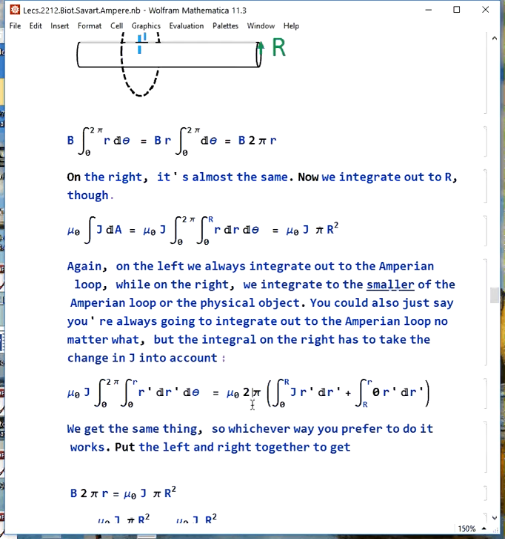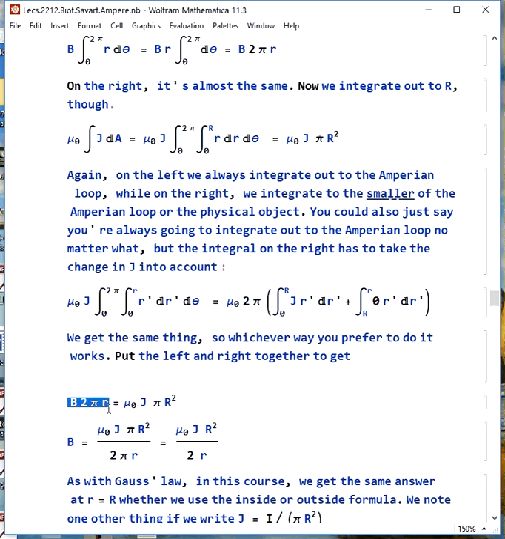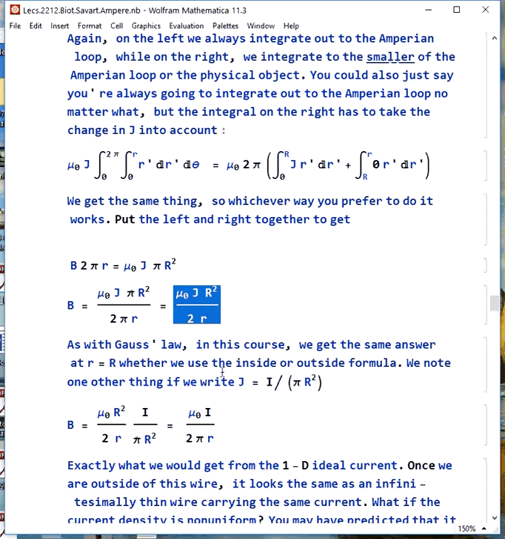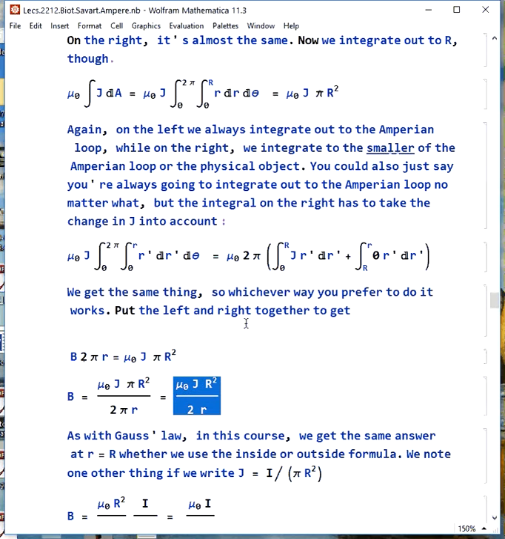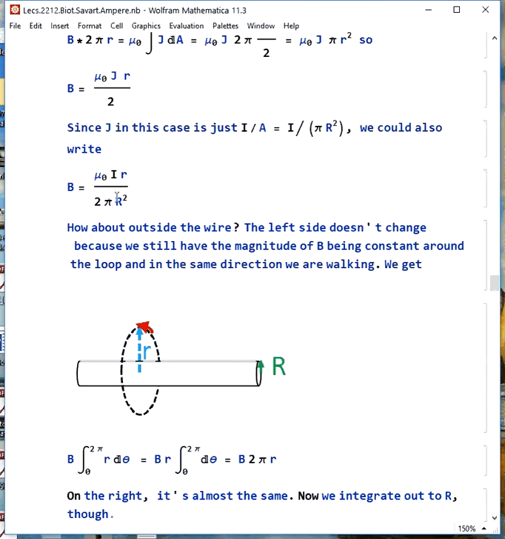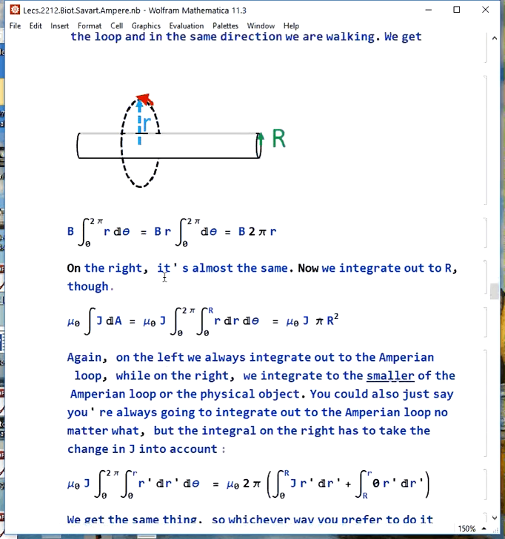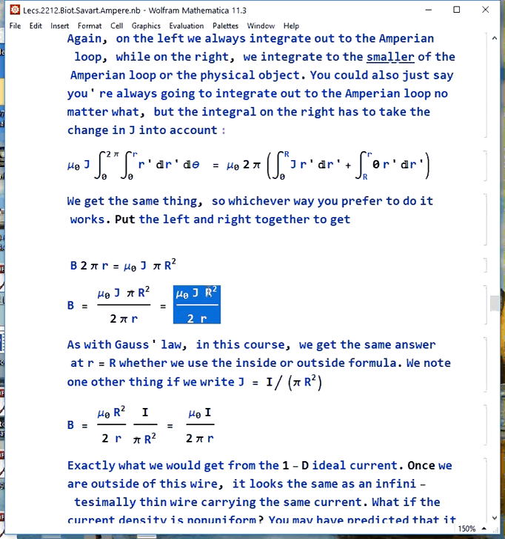We put the left and right together. On the left, B times 2 pi little r. On the right, mu naught J pi big R squared, or B is mu naught J big R squared over 2r. Now, as before, we're going to get the same result if we use either formula at the surface where little r equals big R. If you notice, mu naught I r over 2 pi R squared: if r equals big R, one of these cancels and we get 1 on the bottom. And the same thing happens here when we move down here.